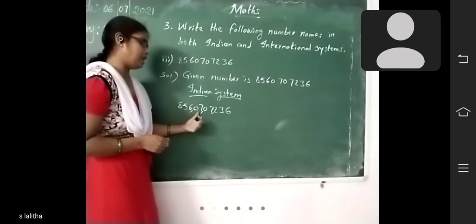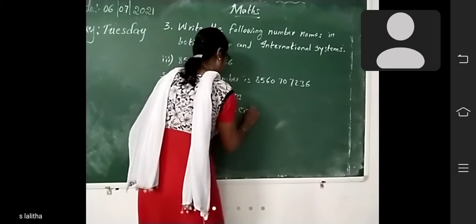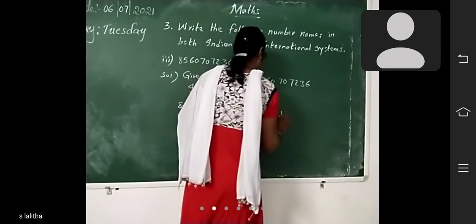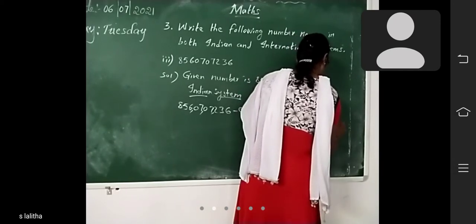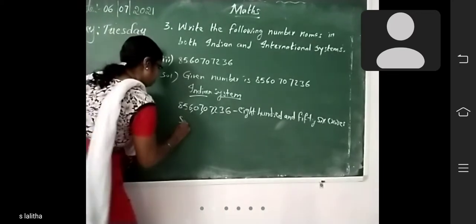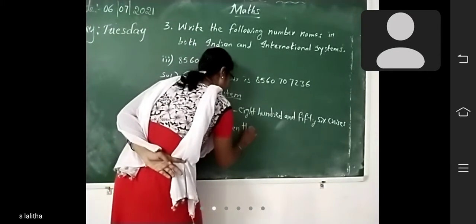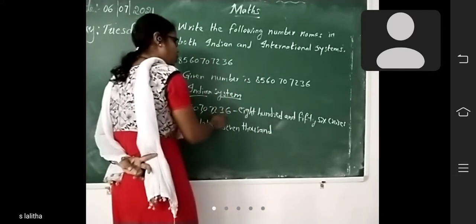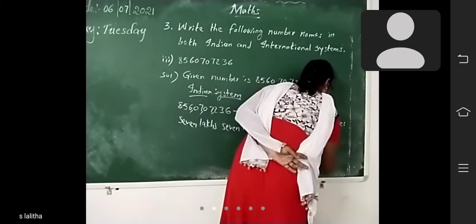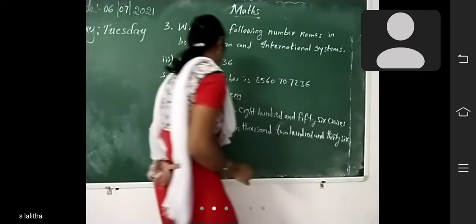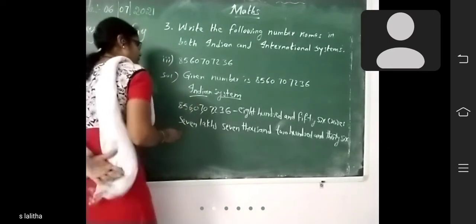856 crores 7 lakhs 7,236. Write the number name. 856 crores 7 lakhs 7,236. 856 crores 7 lakhs 7,236. Now another one is the international system.